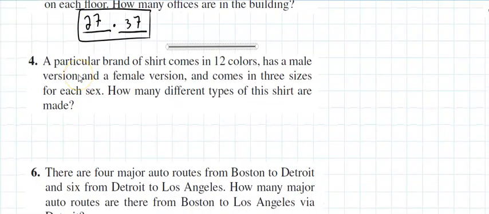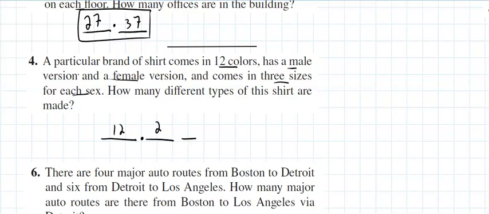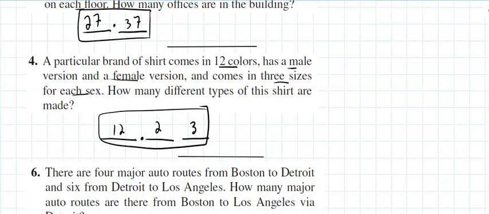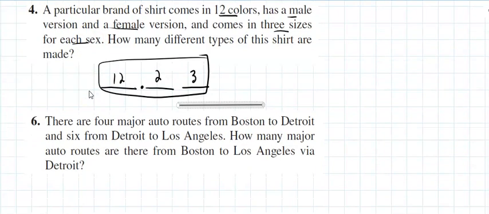A particular brand of shirts comes with 12 colors. It has a male or female version. It comes in 3 sizes for each sex. How many different types of shirts are there? Well, let's see. There are 12 colors, and you must choose male or female. That's 2 of them. And you must choose a size. You don't have an option of that. So whatever that number is, that's how many different types of shirts are made. If you make that many shirts, you'll have 1 of each.